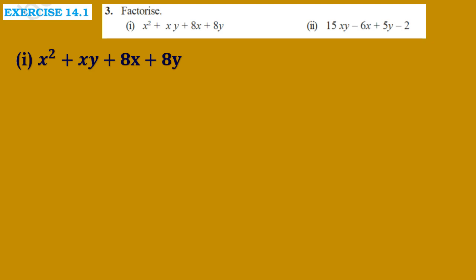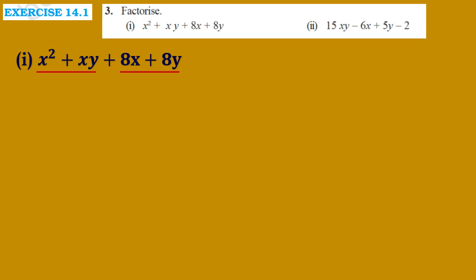But if you take 2 terms, we can get a common factor, is it? 8 is common in the 3rd and 4th term. x is common in the 1st and 2nd term. Or if you take x square and 8x, there x is common. If you take xy and 8y, then y is common. So let us split it into 2 groups. x square plus xy, one group, 8x plus 8y, another group.